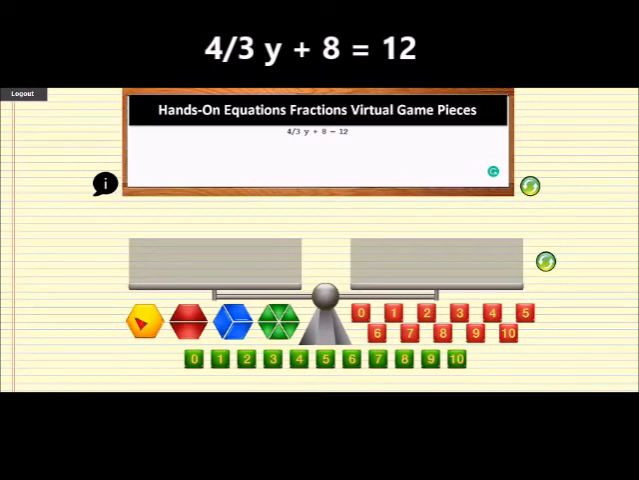The yellow block is the unknown y, and we see here that each blue block is 1/3 of y. The equation says 4/3 of y. Here we have 1/3 of y. Here we have 2/3 of y. Here we have 3/3 of y.